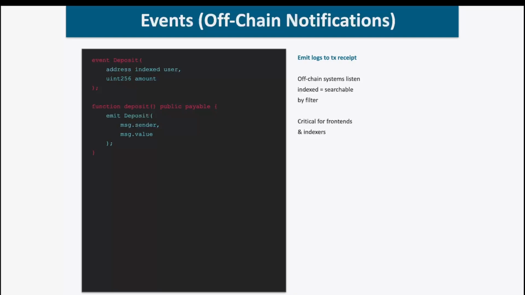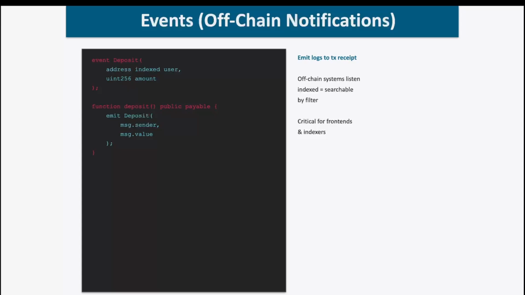Events are the bridge. When something important happens, your contract emits an event. This event is logged in the transaction receipt. Off-chain systems listen for those events and react. In this example, we have a deposit function. It emits the deposit event with msg.sender for the person who has called the function and msg.value for the amount of ETH deposited. The indexed parameter means that the parameter is searchable.